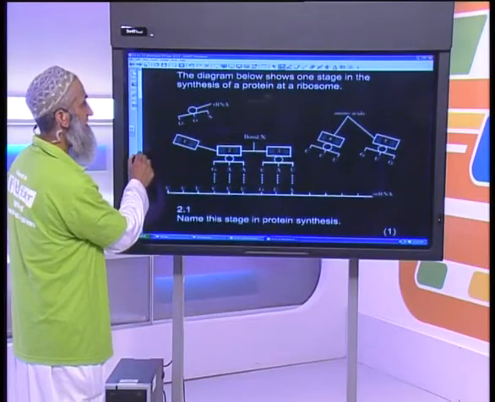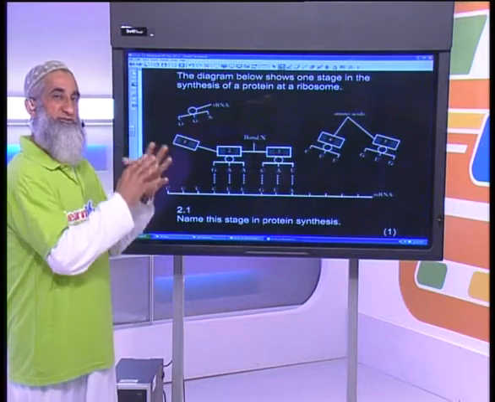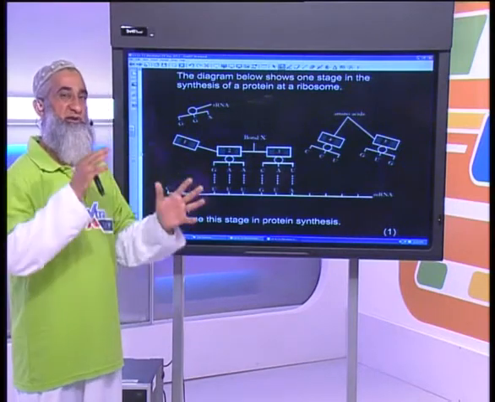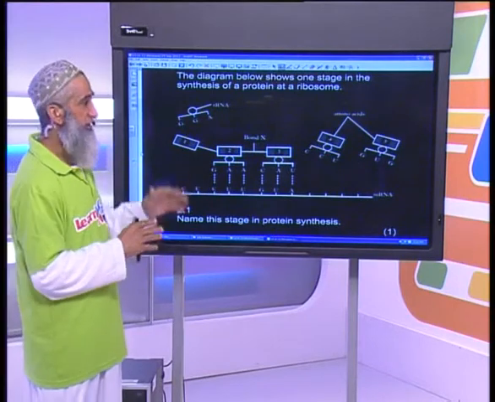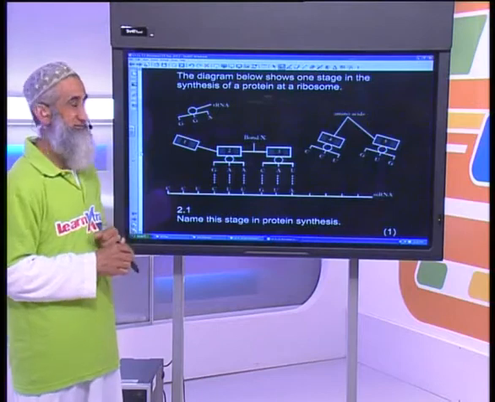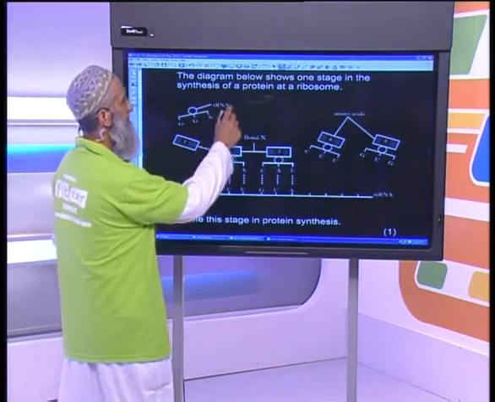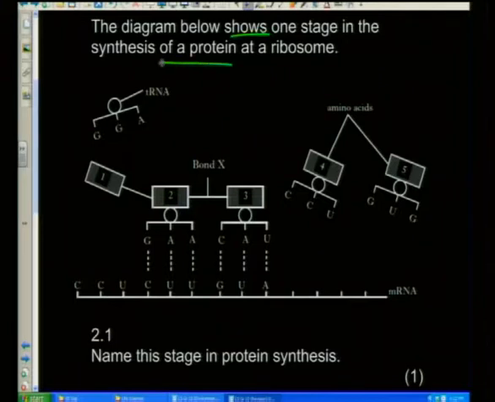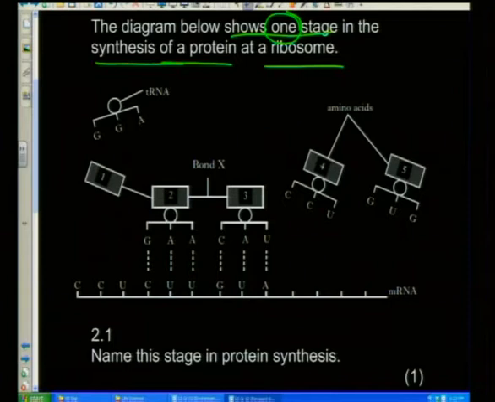I'm hoping you're revitalized. We've done a little question on DNA replication, and the differences between DNA and RNA. Now we're moving on to a question on protein synthesis. The question says, the diagram below shows one stage in the synthesis of a protein at a ribosome. So we're dealing with protein synthesis at the ribosome, and that is an important clue.